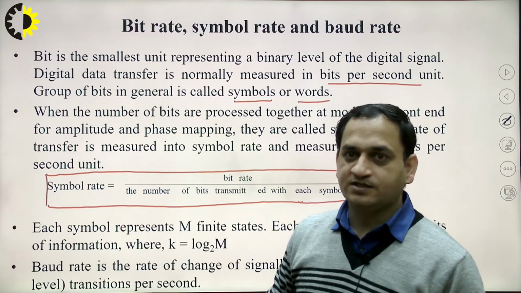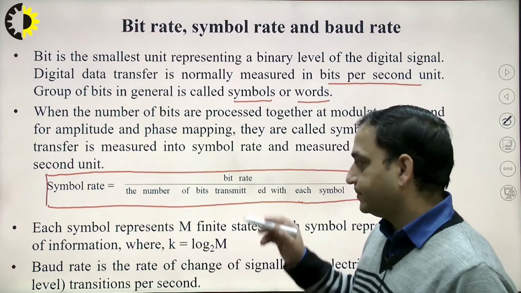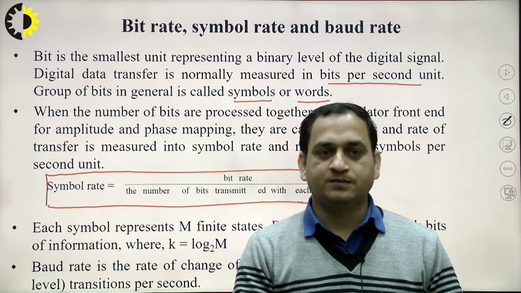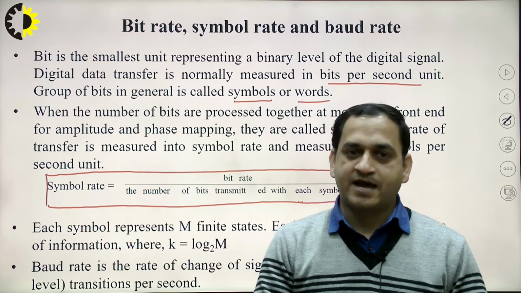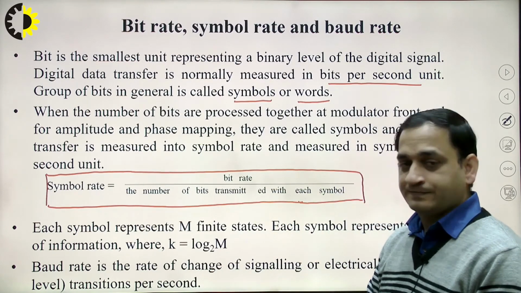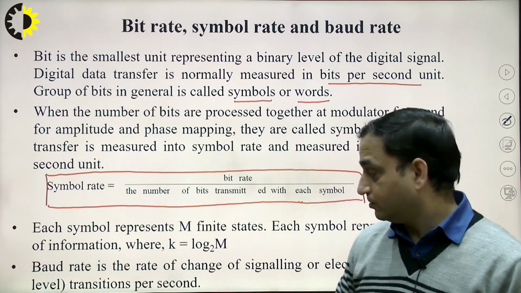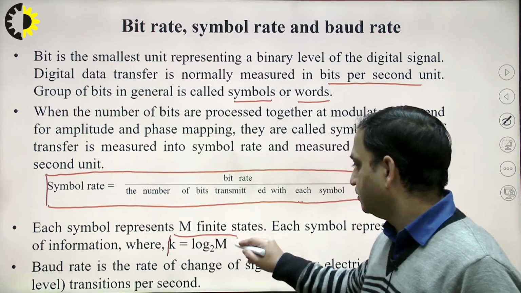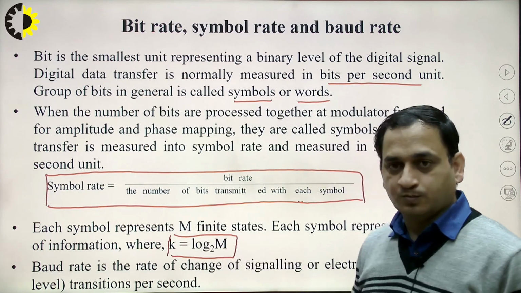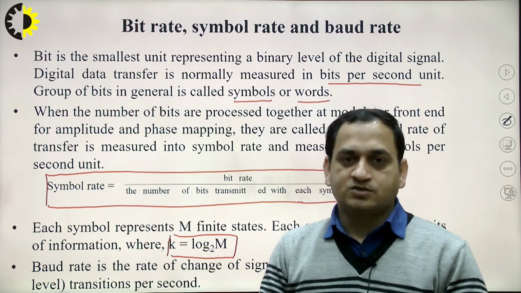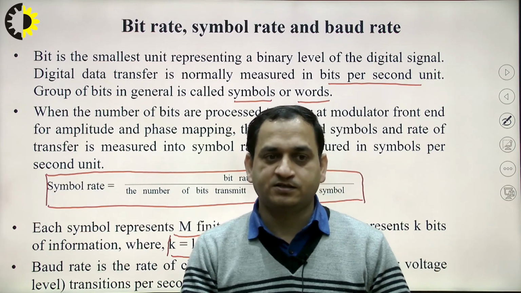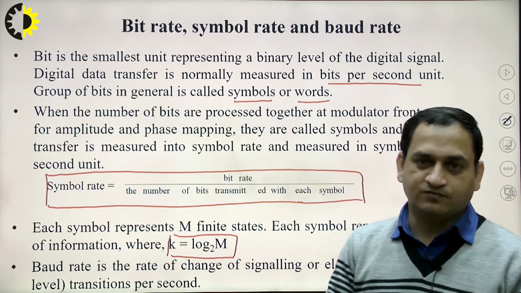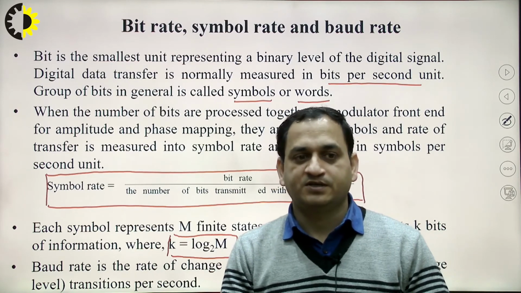You can see that it is the bit rate divided by the number of bits transmitted with each symbol. Each symbol represents M finite states, and each symbol represents k bits of information, where k is equal to log of M to the base 2. The next point is the baud rate. Baud rate is the rate of change of signaling or electrical voltage level transmitted per second.